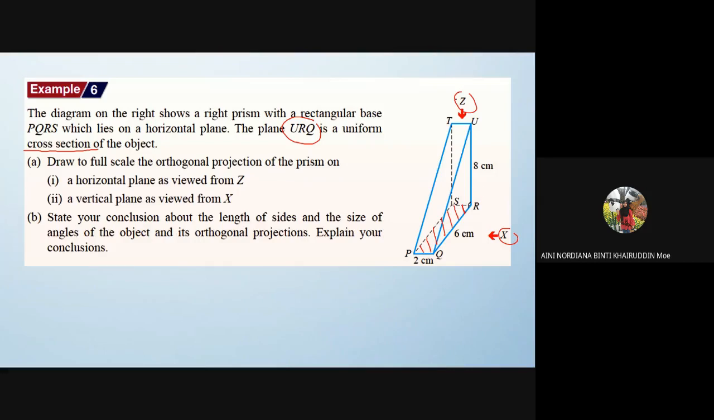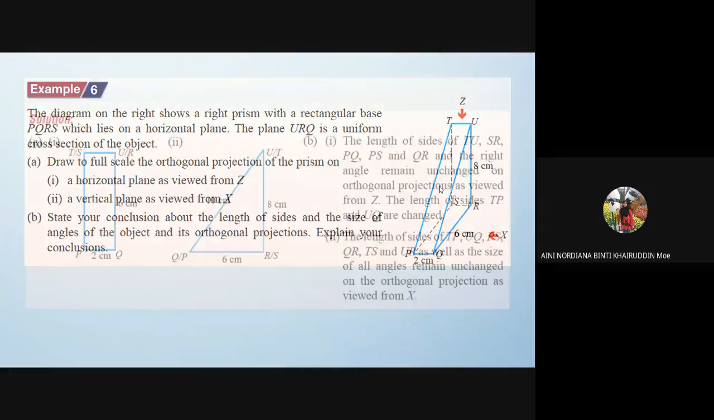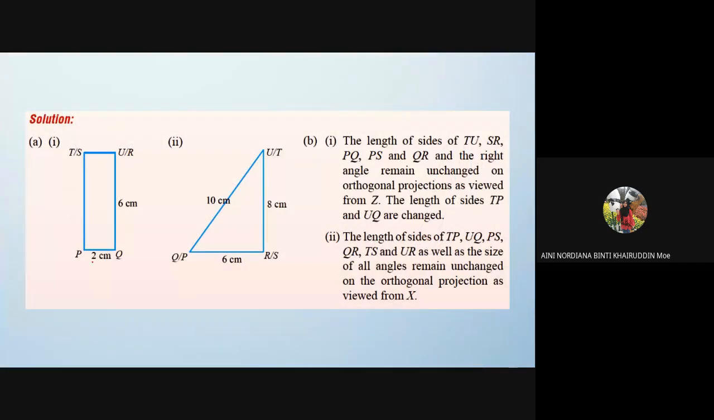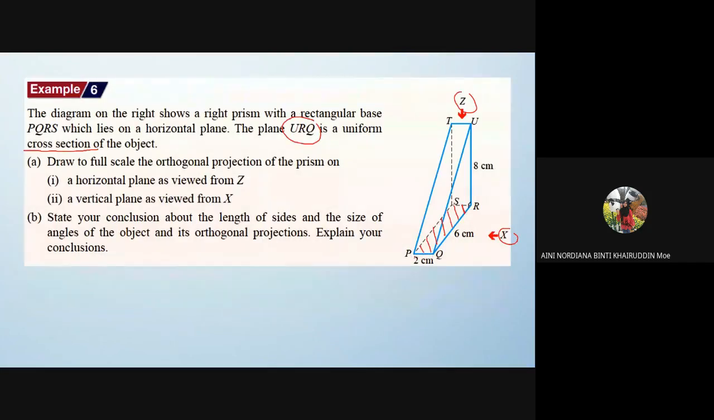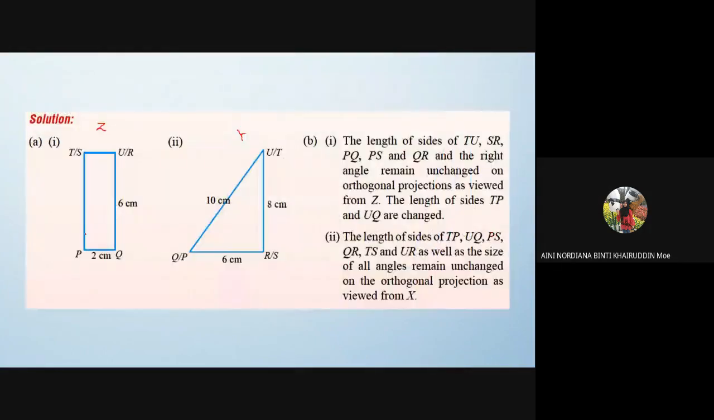So if you view it from Z, you will see like this. Only the base. This one from Z, this one from Y. So here PQ is 2 cm, QR is 6 cm. So you're drawing also PQ 2 cm, QR 6 cm.